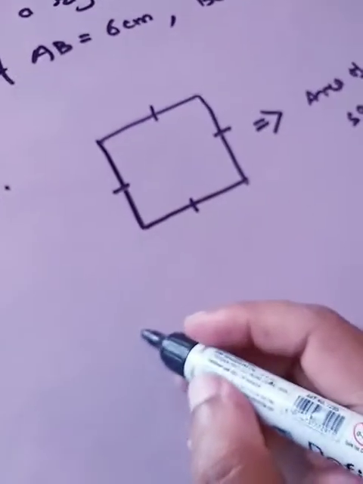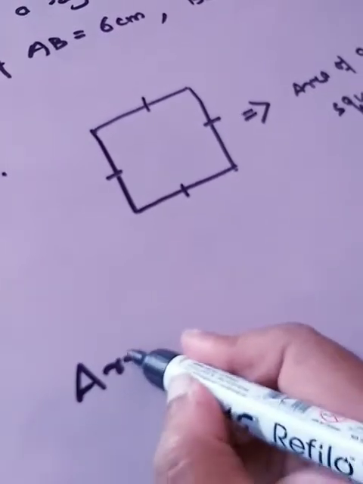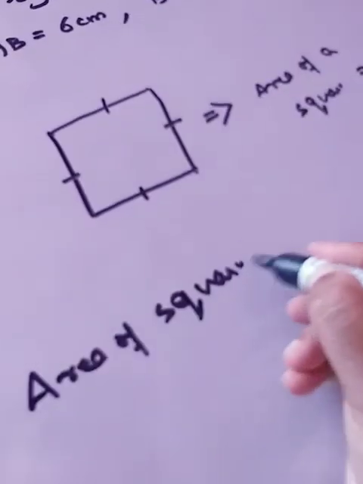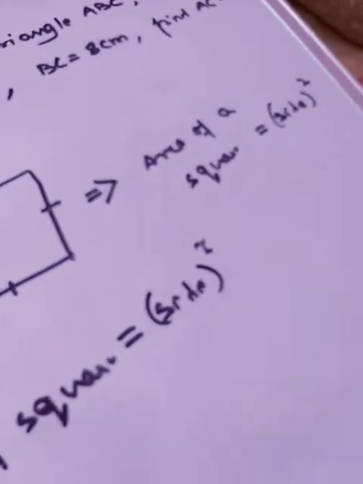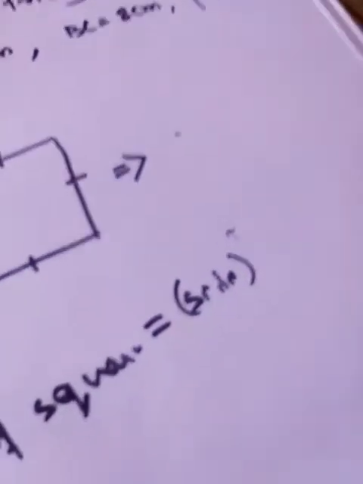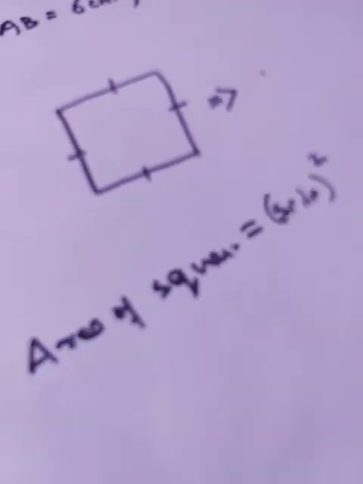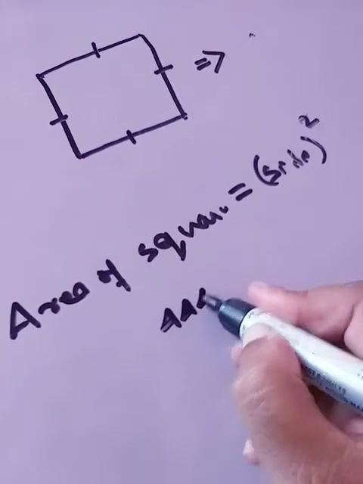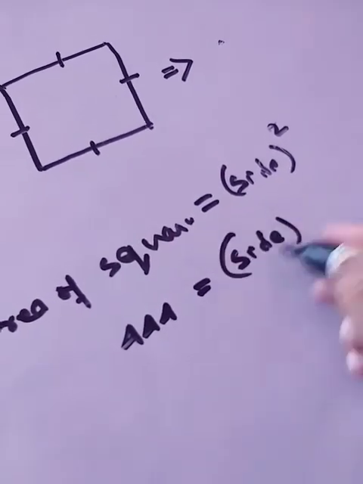Now what is given in the question? Area is given. Fine, so we'll write it down. Area of square is equal to side square. Now what is the value of the area of the square given in the question? It is 441. So we'll write 441 and compare it with the formula, that is side square.